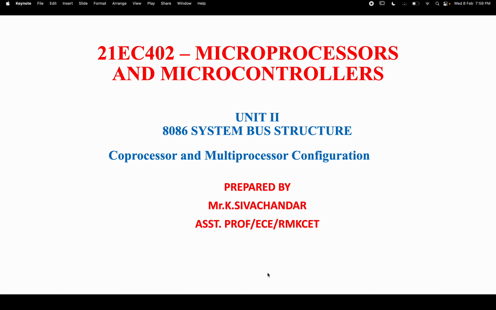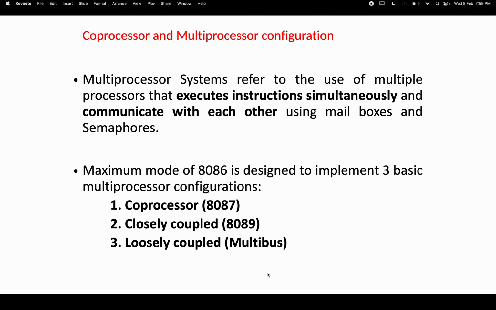One of the important topics in 8086 system bus architecture is coprocessor and multiprocessor configuration. The 8086 can be operated in two modes: one is minimum mode and another one is maximum mode. The maximum mode is provided to support the multiprocessor configuration.